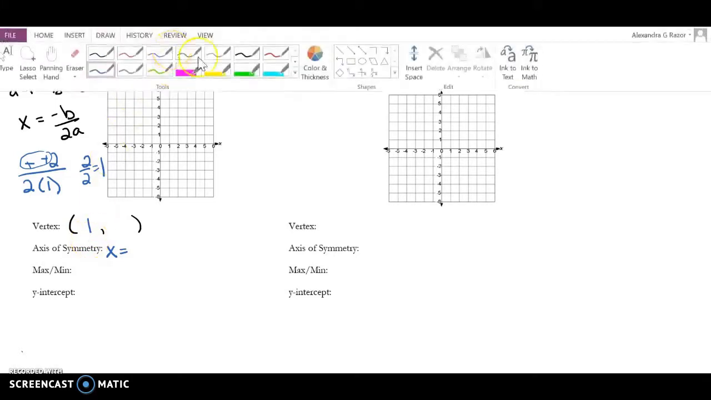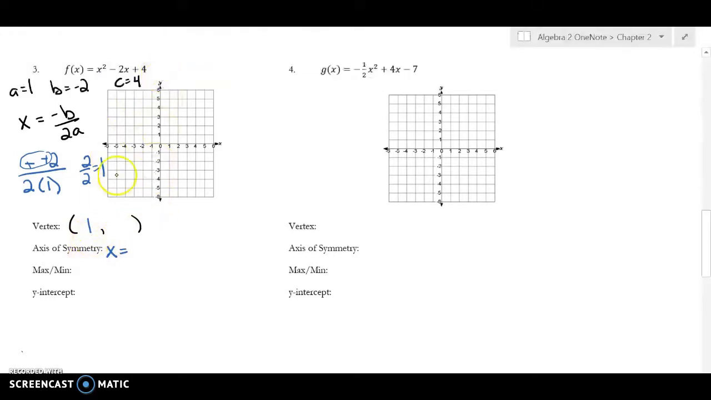Now to find the other value, I'm going to plug 1 into my equation. So it's going to be 1 squared minus 2 times 1 plus 4, which is 1 minus 2 plus 4, which is 3. So my y value is 3.